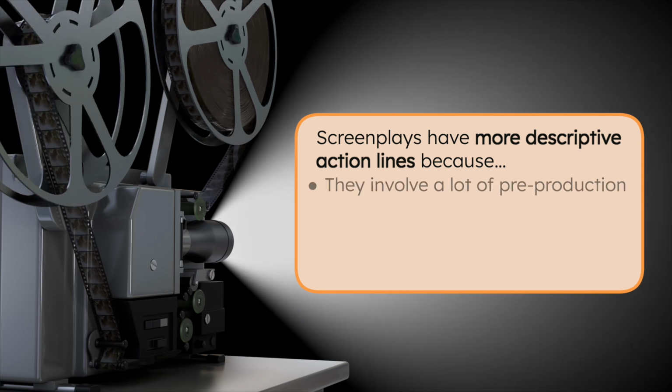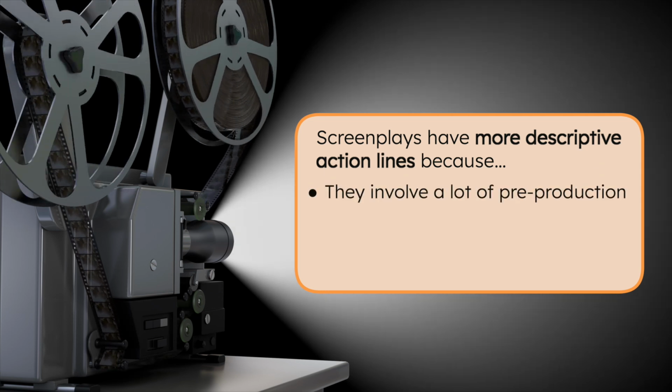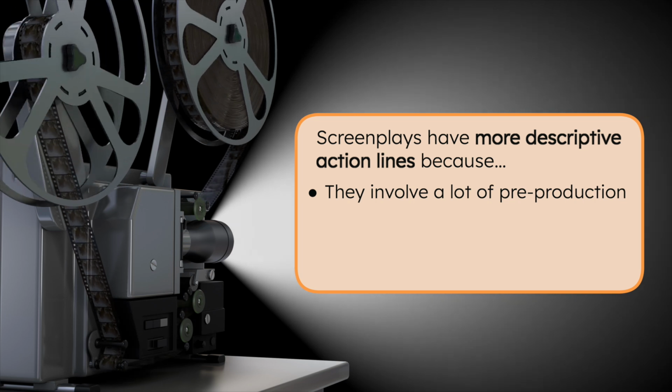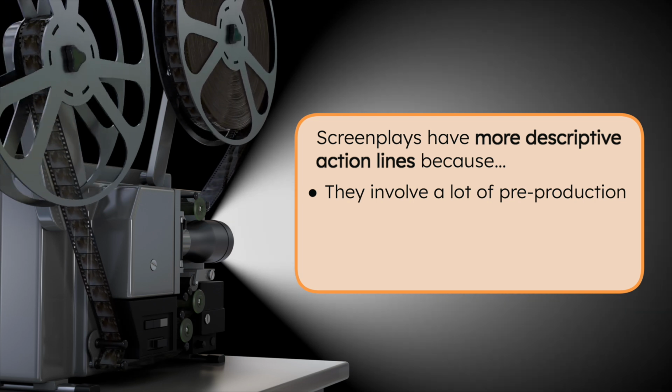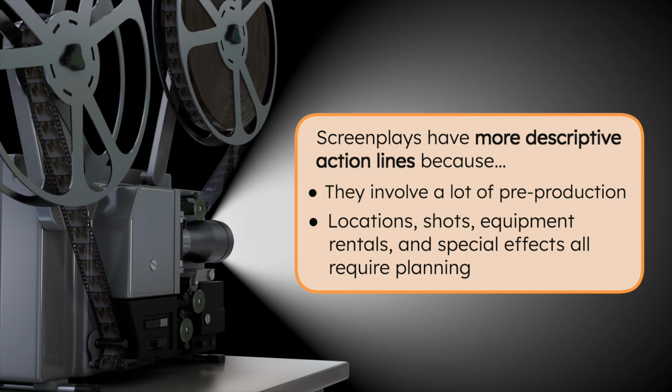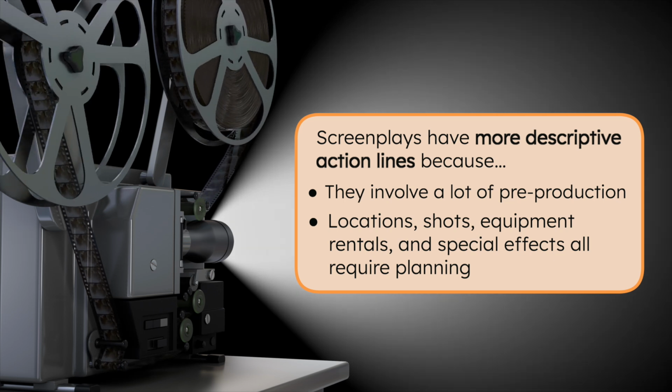Filmmaking, on the other hand, involves a lot of pre-planning, known as pre-production. Before a film can be shot, many things need to happen. Locations are scouted, equipment is rented, and shots and special effects are planned.